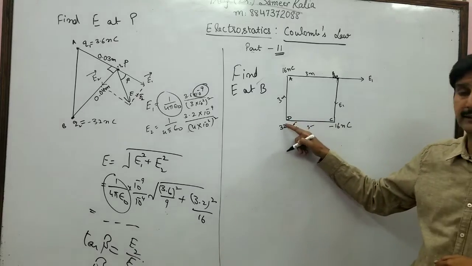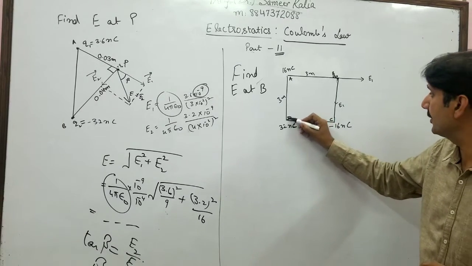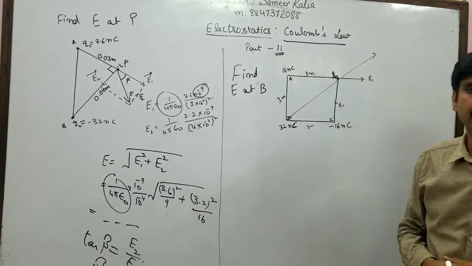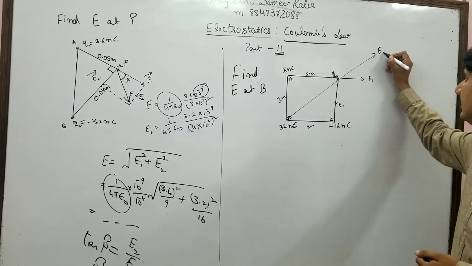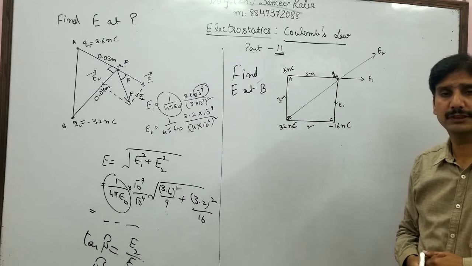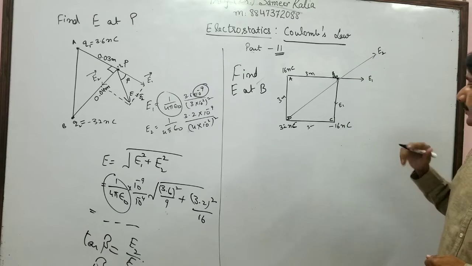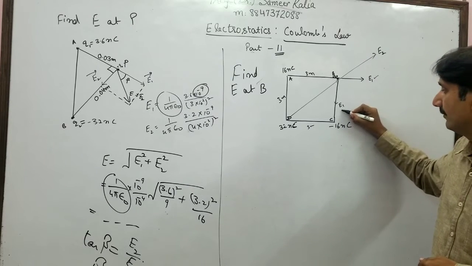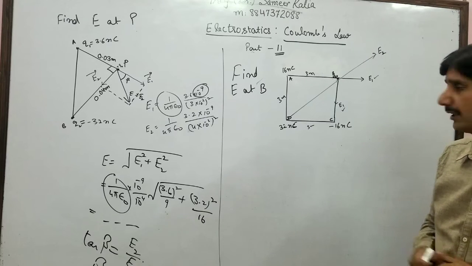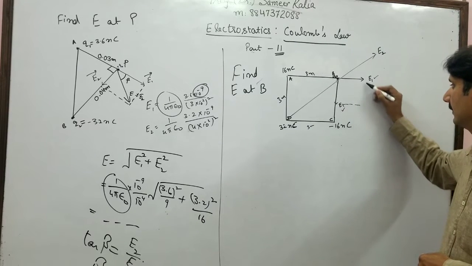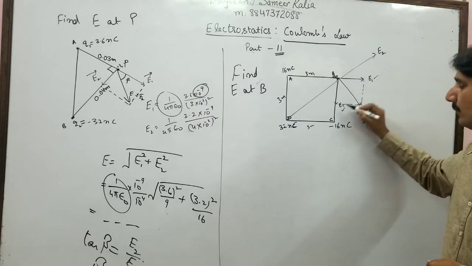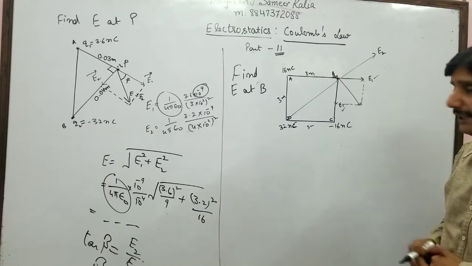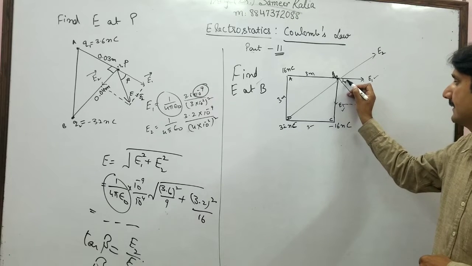What about the 32 nanocoulomb? It is pushing it away in this direction. Let's say I call that E2. Now, what will I do? I'll find out the resultant of E1 and E1. That resultant will act in this direction. Since both are equal in magnitude, it will be at 45 degrees.